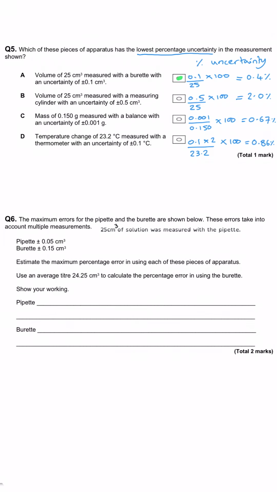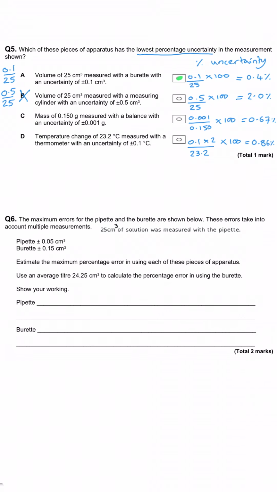And so first of all, for A, we've got 0.1 divided by 25. And for B, we've got 0.5 divided by 25. And clearly B is going to be larger because 0.5 is larger than 0.1. And so we can immediately rule B out. And therefore A is looking good.